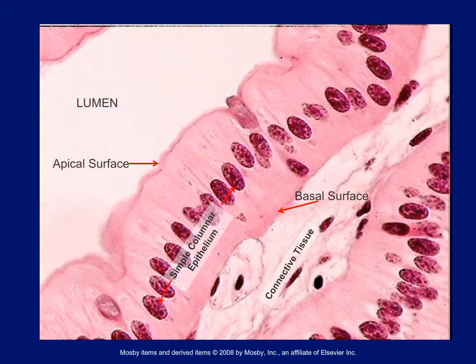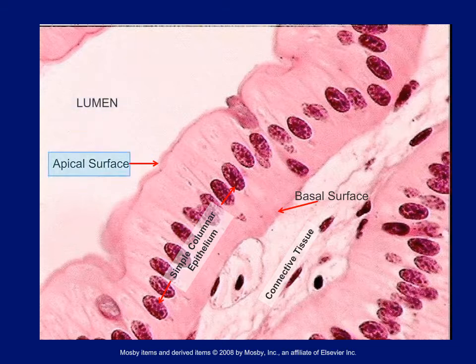So here's an actual picture of a simple columnar epithelium that I got out of the laboratory. So what we can see here is, first, you can notice we have a nice layer of simple columnar cells that are going from the lower left-hand corner all the way up to the upper right-hand corner, and that there's a space above that, and then that space is called a lumen. And remember, the lumen is just the open area through which food or other things is going to be flowing.